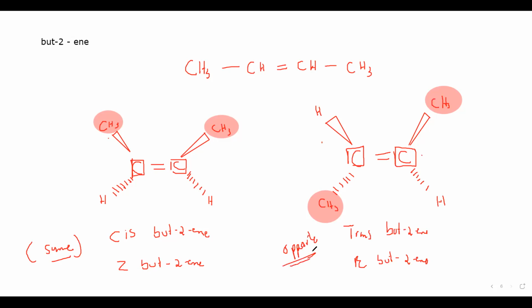Is it clear? Geometrical isomerism, also known as stereoisomerism, is of 2 types. One is known as geometrical isomerism, another one is optical. Geometrical isomerism you will study in AS, and optical you will study in A2. Is it clear? The geometrical isomers of butene. So basically, butene has 2 geometrical isomers. One is cis butene, another one is trans butene.